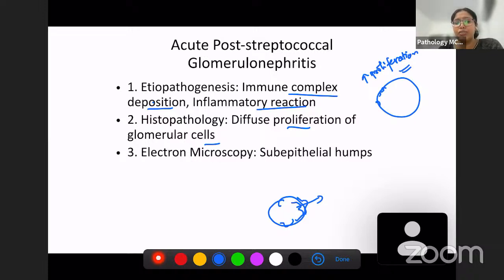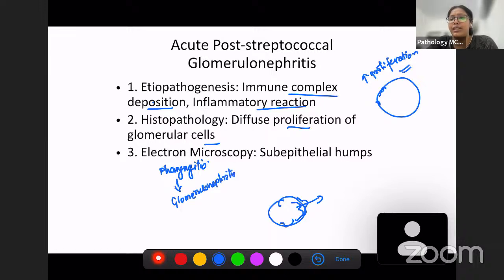The ideal history of post-streptococcal glomerulonephritis is that you're going to have a pharyngitis, and then after a few days, you're going to have a glomerulonephritis. This is the ideal scenario.